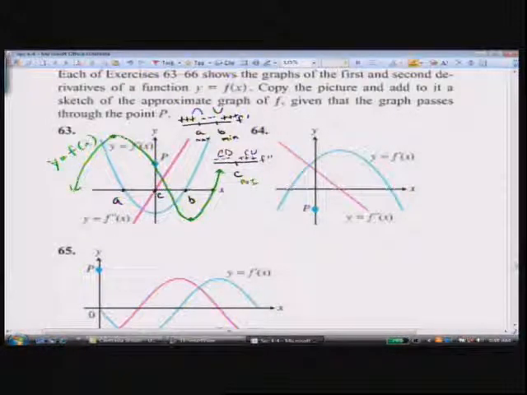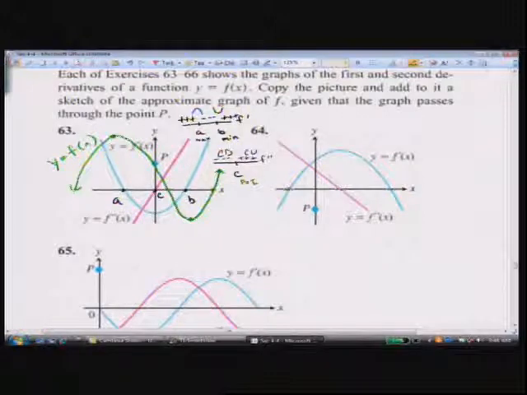So C is just where the y-intercept is? Why is that? No, C is where this pink line crosses the x-axis. It doesn't have to do with it, it just happens that the pink line crosses at 0. The second derivative is 0 at 0. Oh. Okay?